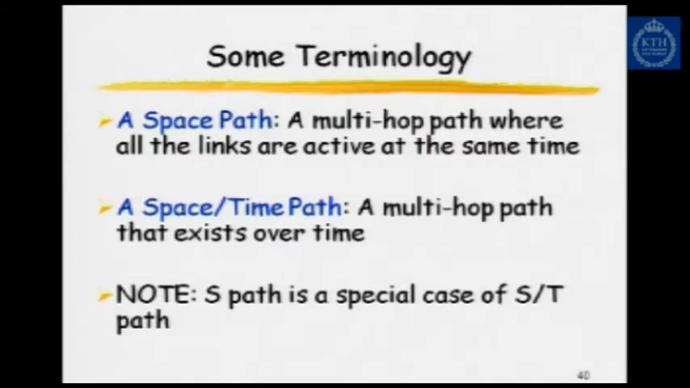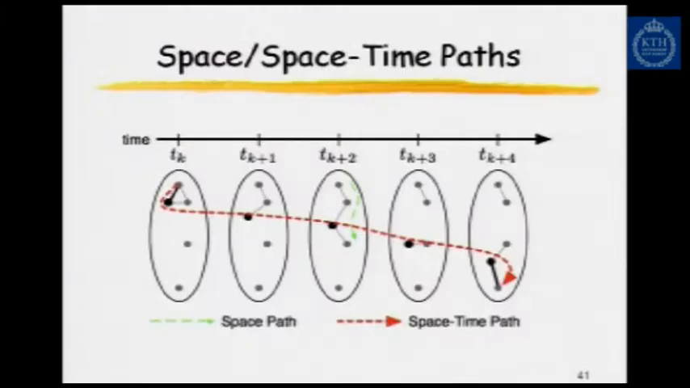It's very important to realize that one is a special case of the other. A space path is really a special case of a space-time path. The one that's most general is the space-time path. And just to give you an example of this, here is a network, a bunch of nodes, and the links come and go over time. You can see this green path.